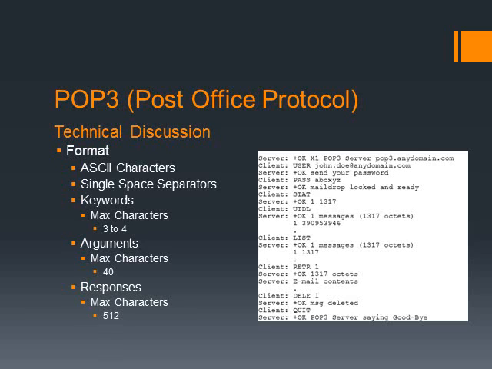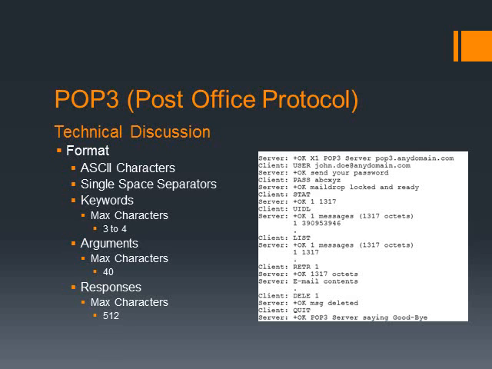Alright, now we're going to talk about the format of POP3. It uses the ASCII character set. It also uses single space separators, as you can see in the little picture to the right. The keywords are a max of 3 to 4 characters. You see those, like USER, PASS, STAT, UIDL. Those are keywords. And then you have the arguments, which are a max of 40 characters.